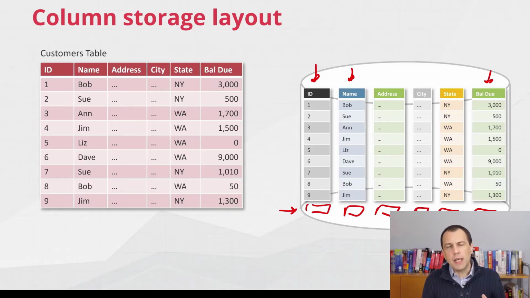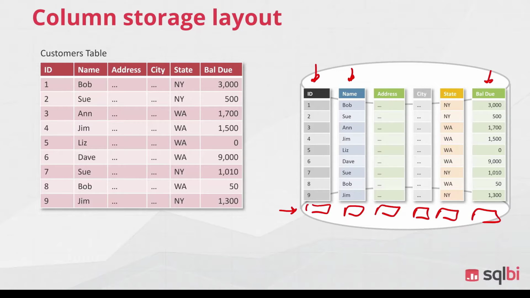Why should we do that? I mean, organizing the data this way seems more expensive, more complex. However, this could be easy. This could make it easier to just aggregate data for just a few columns.